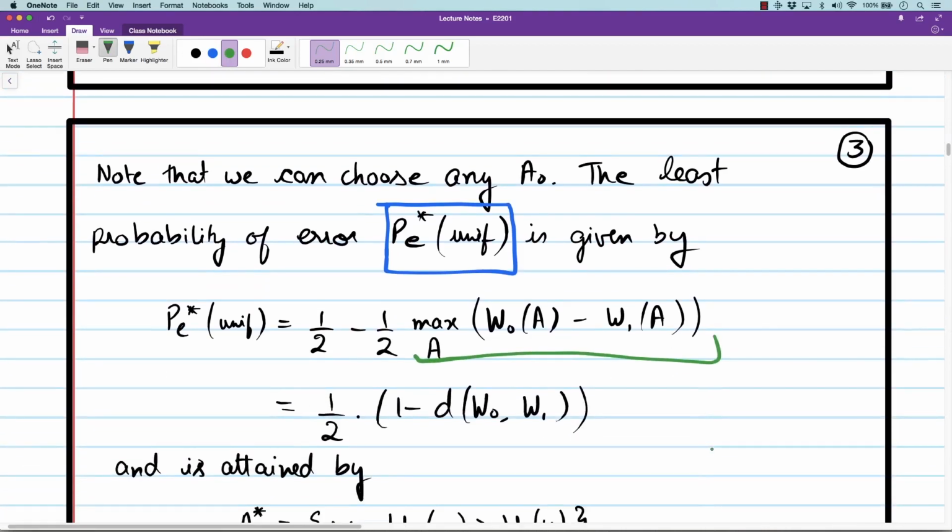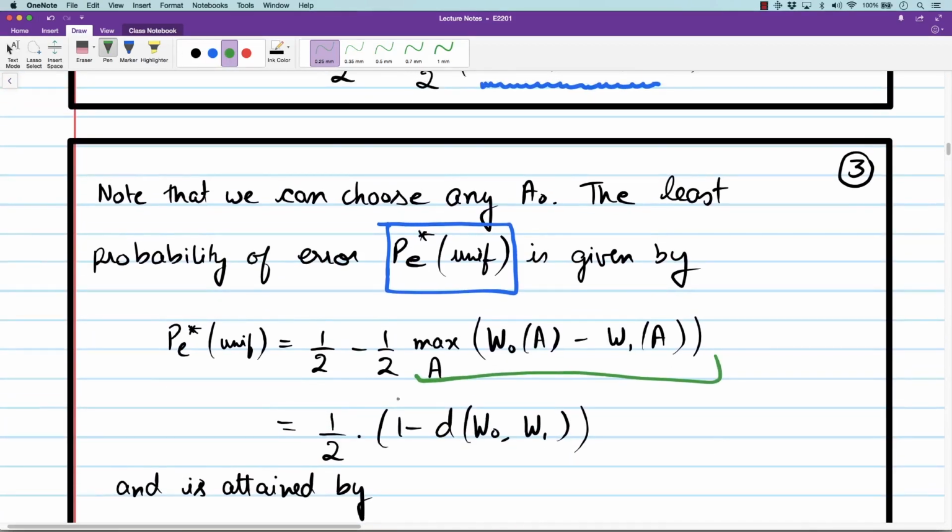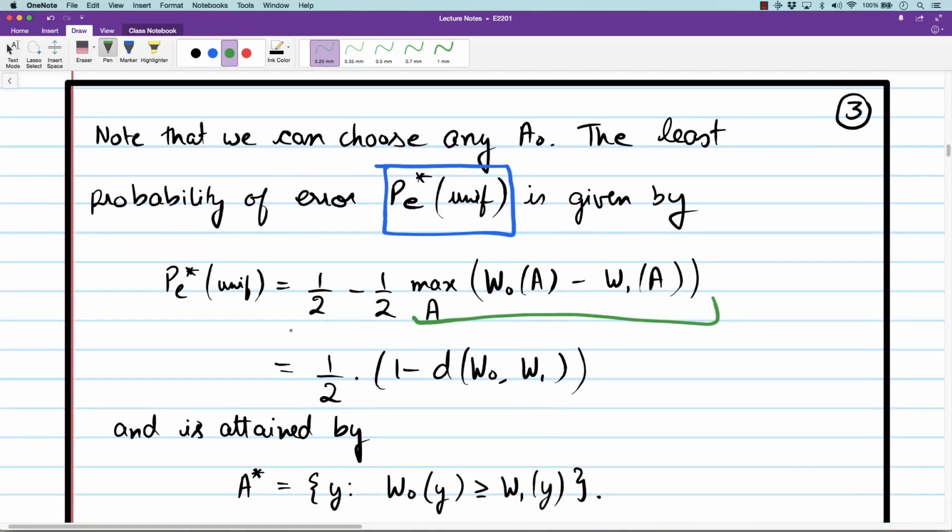Indeed, this is a total variation distance. So the probability of error is half into 1 minus the total variation distance between W0 and W1. And the best rule which attains this minimum probability of error is the same as the set A which attains this total variation distance. And if you remember, this set A is given by the set of those y for which W0(y) is greater than W1(y).